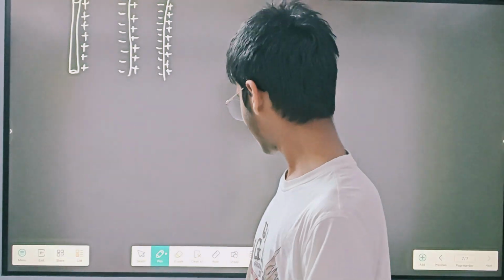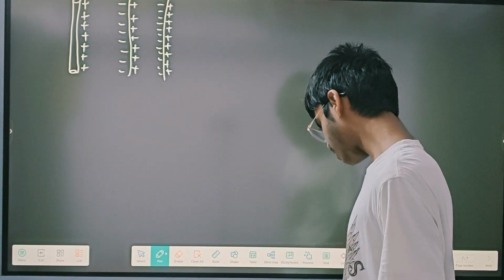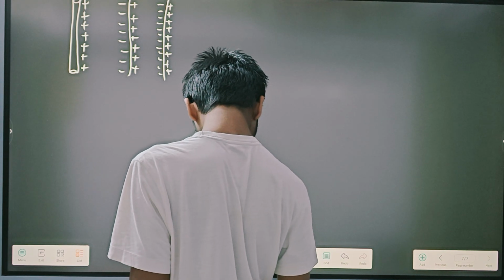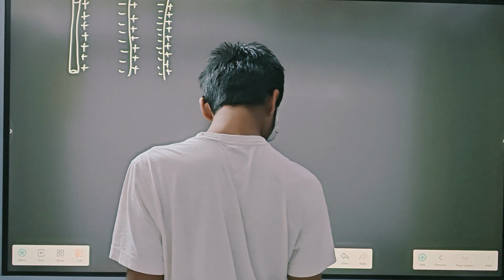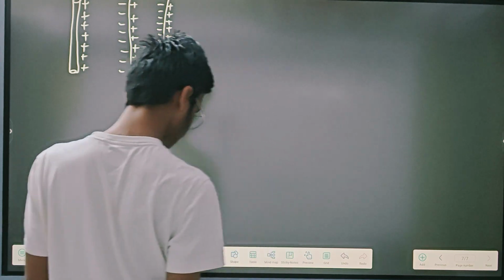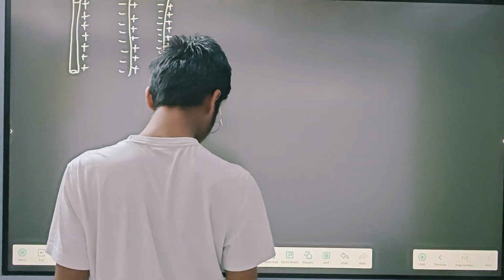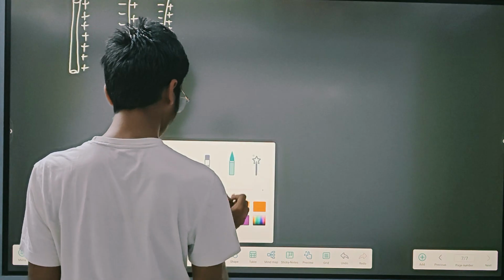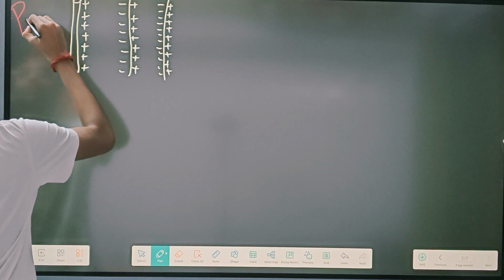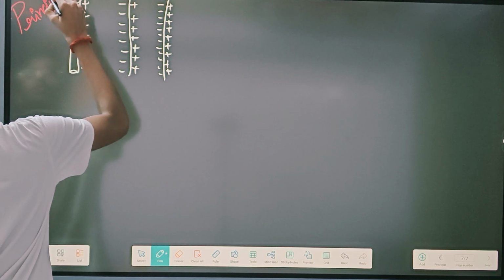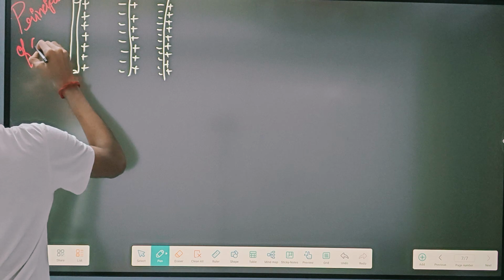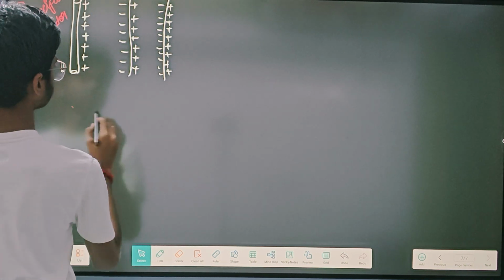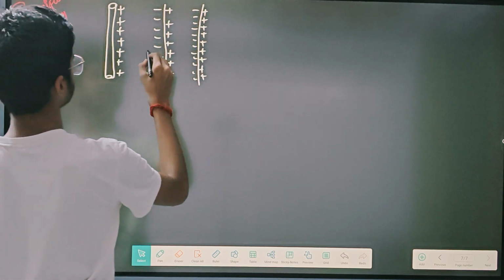Okay, all clear, right? If you want to write the heading, what is the heading? It is principle of capacitor. Principle of capacitor. So it is actually the principle of capacitor. I will make it here.